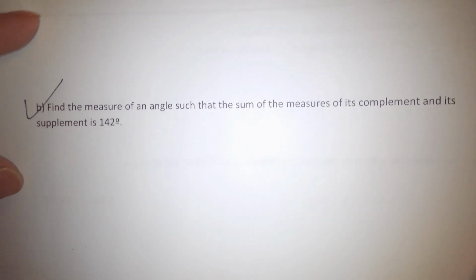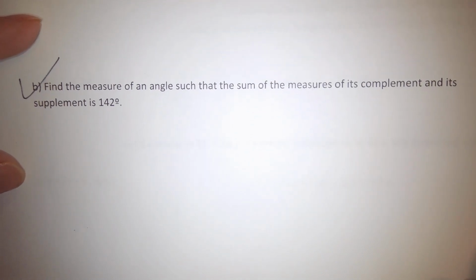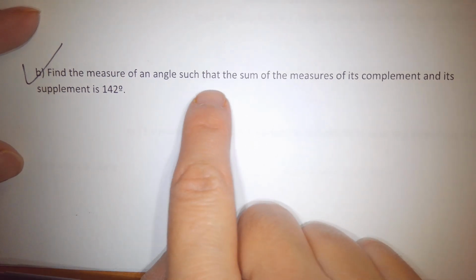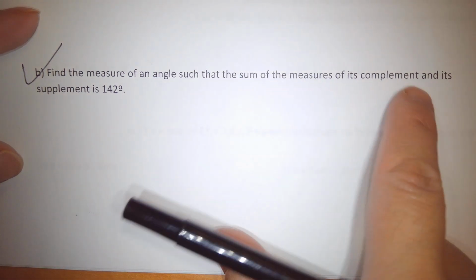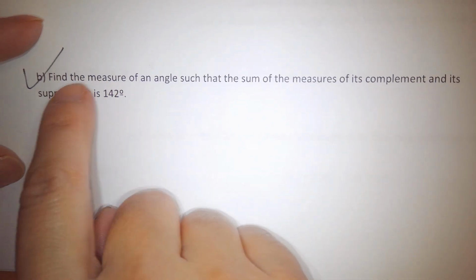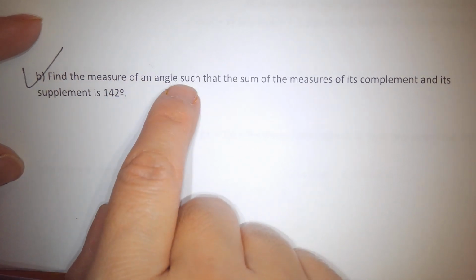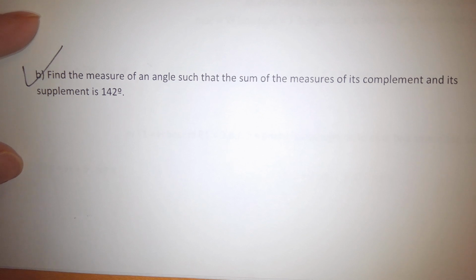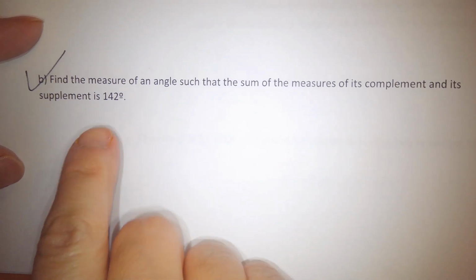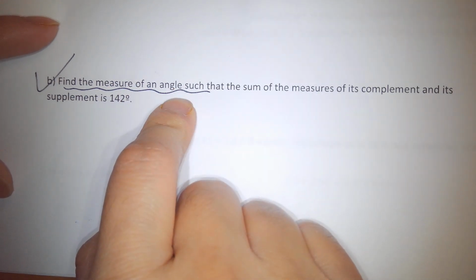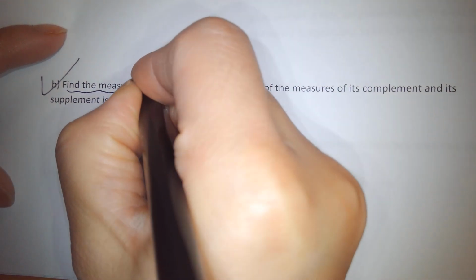Whose turn to read the question? Find the measure of an angle such that the sum of the measures of its complement and its supplement is 142 degrees. Okay, good. Find the measure of an angle. So what is the required quantity? What is the quantity we are going to solve for? The measure of an angle. We want to find such an angle. Right? So we let this angle be x.